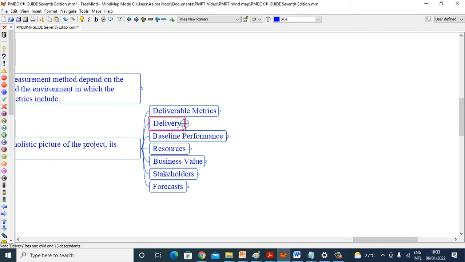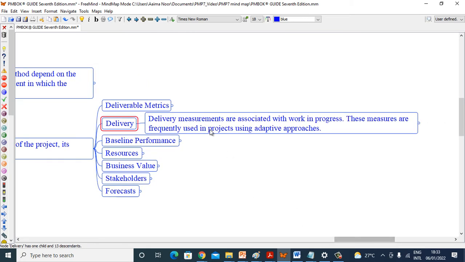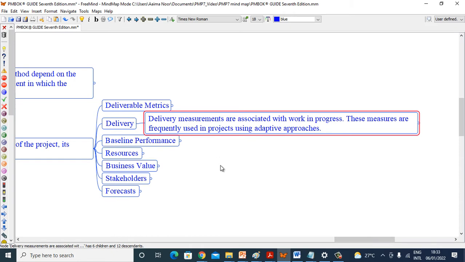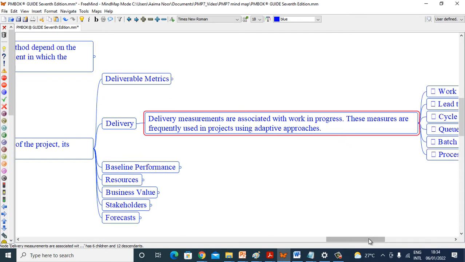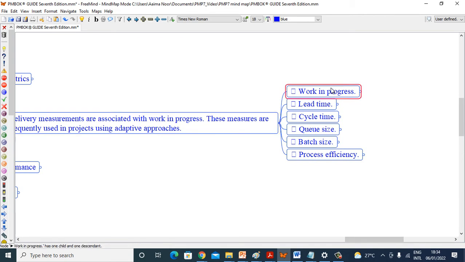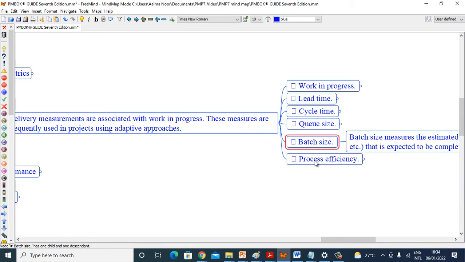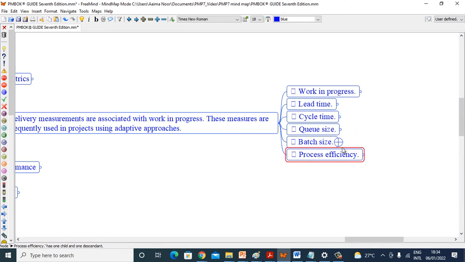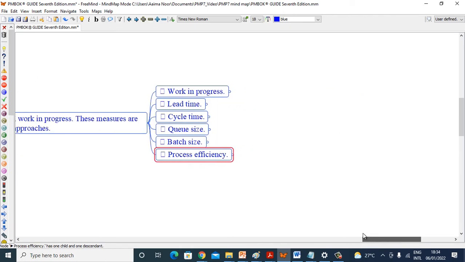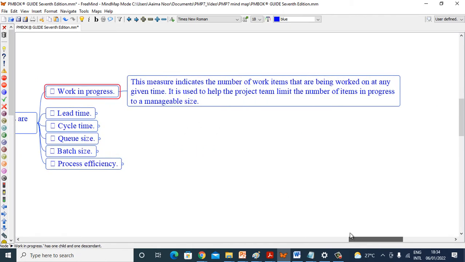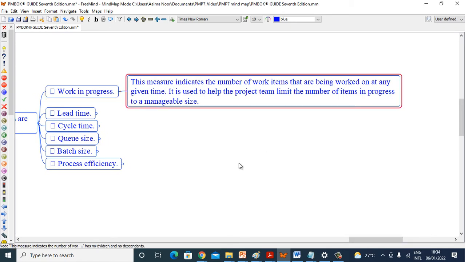Delivery. Delivery measurements are associated with the work in progress. These measures are frequently used in projects using adaptive approaches. Work in progress, lead time, cycle time, queue size, batch size, and process efficiency. So let's explore one by one. Work in progress. This measure indicates the number of work items that are being worked on at any given time. It is used to help the project team limit the number of items in progress to a manageable size.